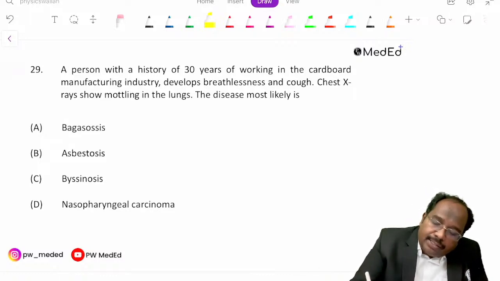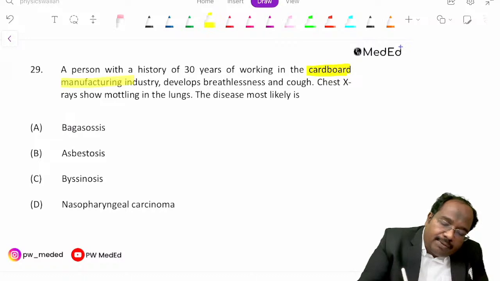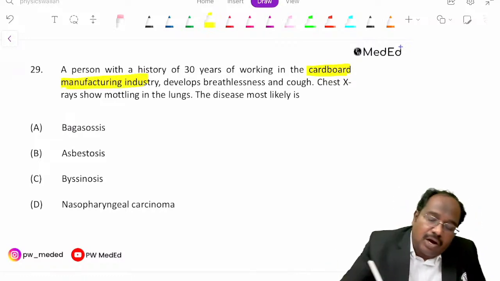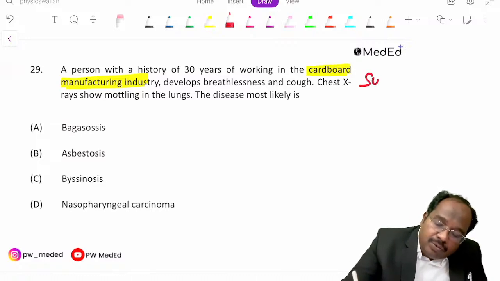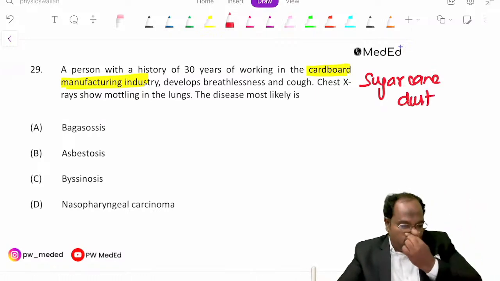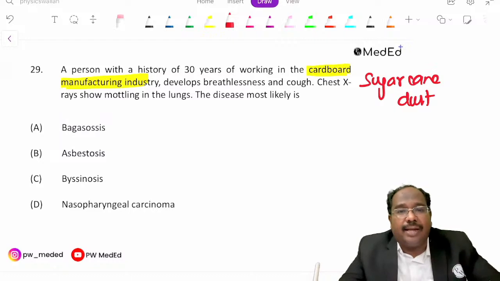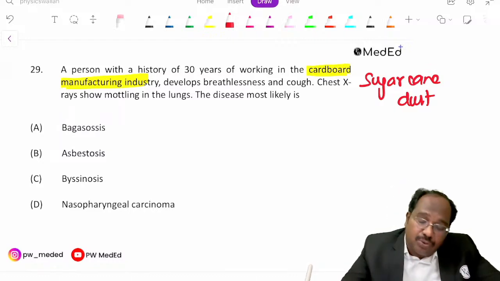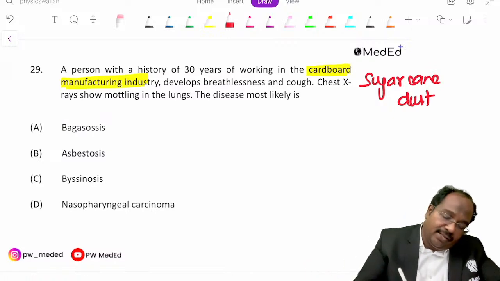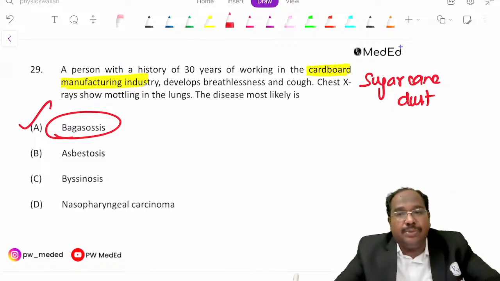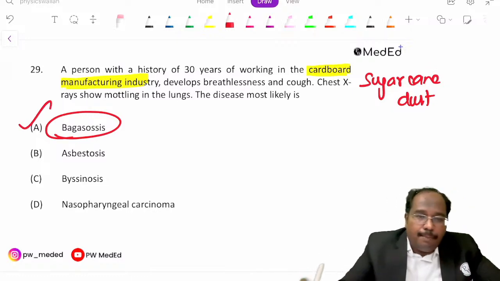So the clue here is cardboard industry. In the cardboard industry they use sugar cane dust actually. Sugar cane dust means what type of pneumoconiosis it can present? It can present with bagasosis. This is the answer. Bagasosis. Sugar cane dust means bagasosis.